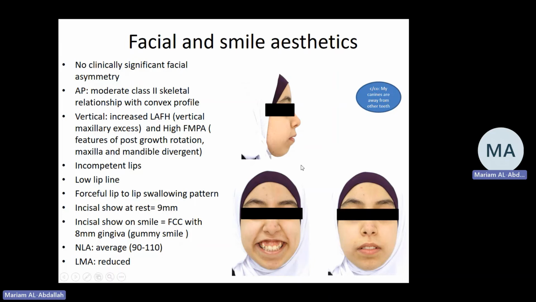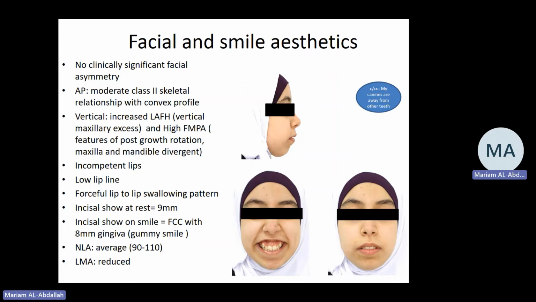Okay, actually, the patient's chief complaint is my canines are away from other teeth. Actually, they are vertically away. So the patient has a realistic chief complaint. And nevertheless, we have to educate the patient that she has a vertical problem and this can only be treated with surgery. And the patient has the right to choose to go through surgery or not. But it's our job to educate the patient that this is an option.